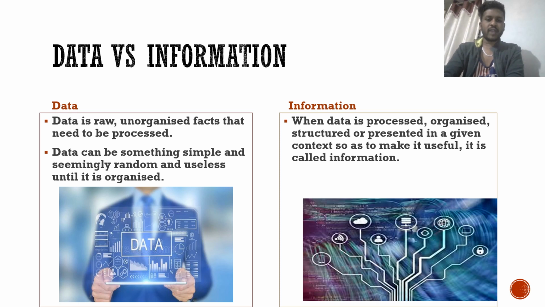Data is raw, unorganized facts that need to be processed. Data can be represented in a simple way. It's not useful until it is organized. Information is the opposite of that. When data is processed, organized, structured or presented in a given context so as to make it useful, it is called information.